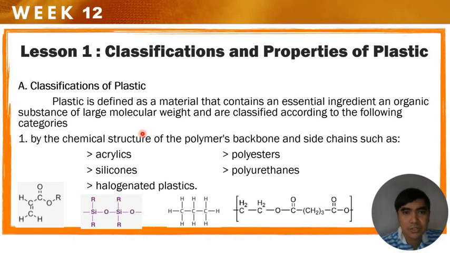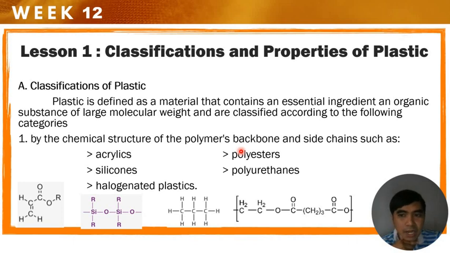Next is the classifications and properties of plastic. So the classification of plastics is based on different categories that are in accordance with the characteristics of plastic materials. First category is by chemical structure of the polymer's backbone and side chains. When we say polymer's backbone, under polymer science, it is the polymer chain, or simply the backbone of a polymer. So that is the main chain of a polymer.